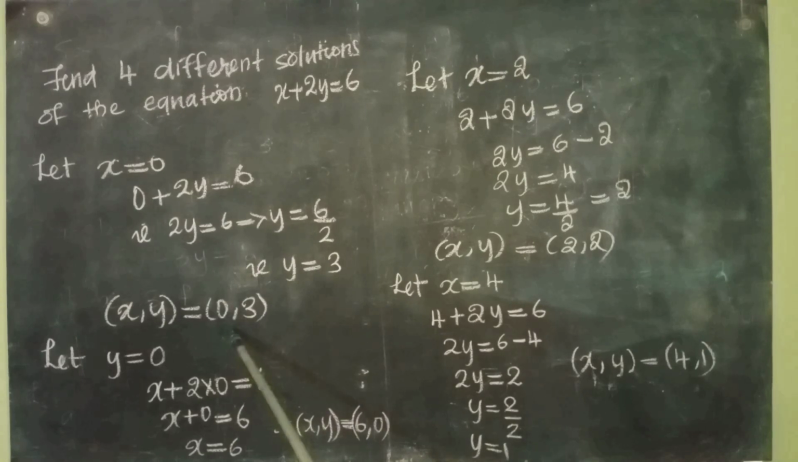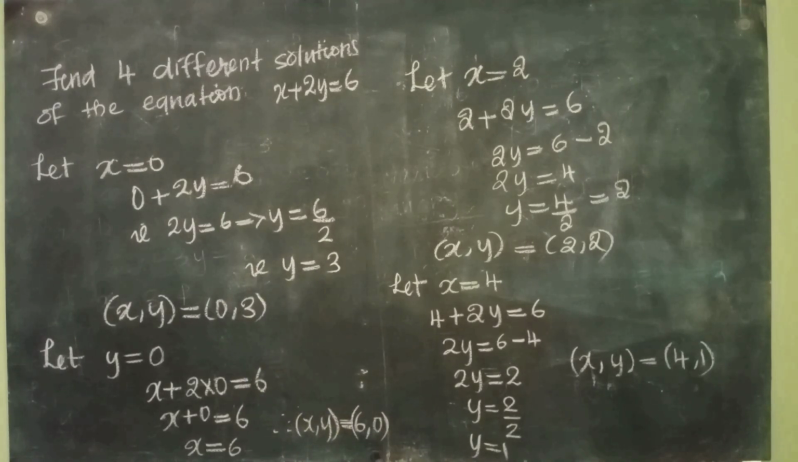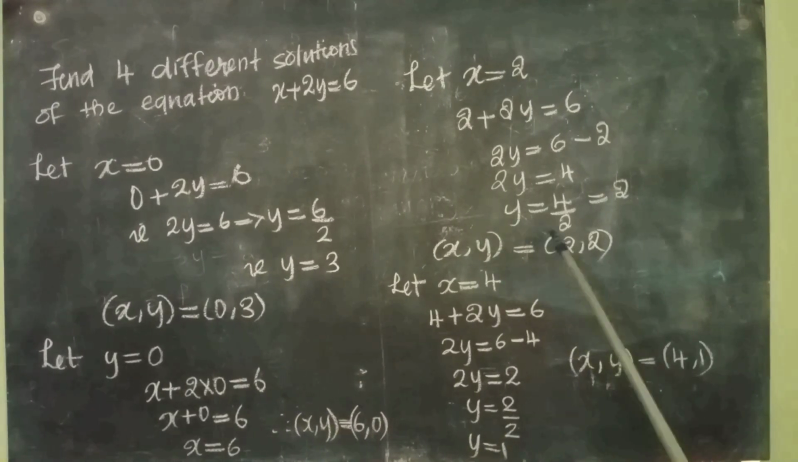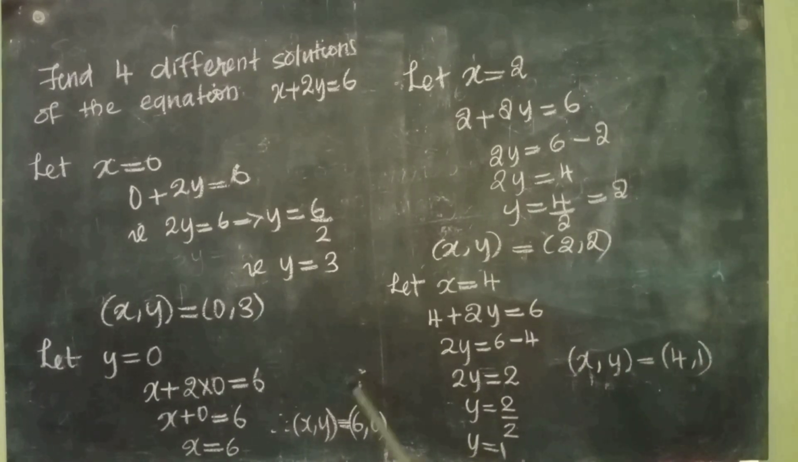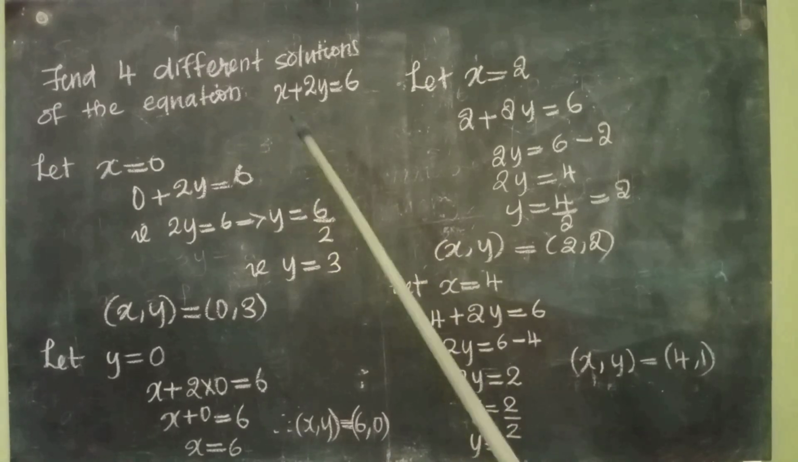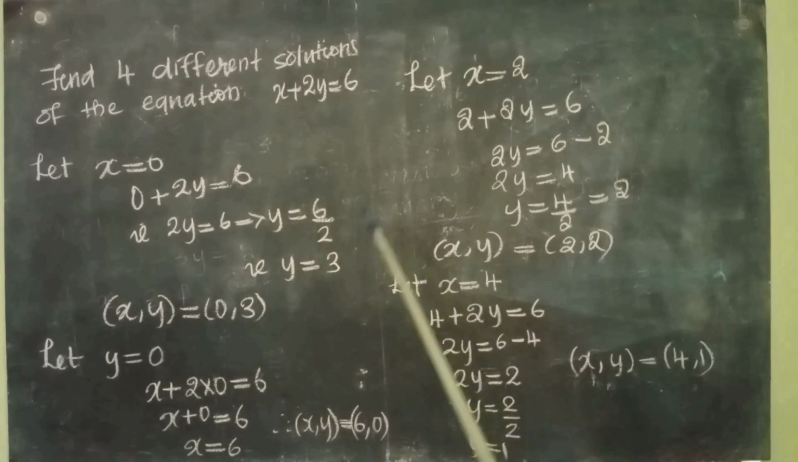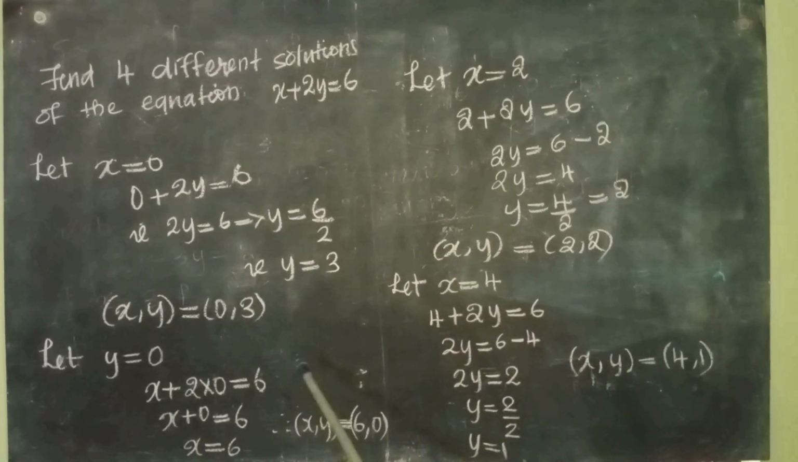The first solution is 0, 3. Second solution is 6, 0. Third solution is 2, 2. Fourth solution is 4, 1. Okay, any values you can give for either x or y and find out the value of the other variable.